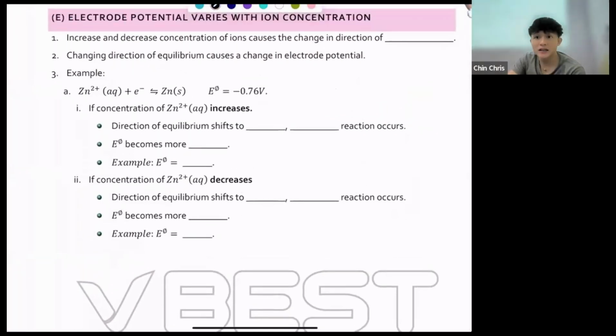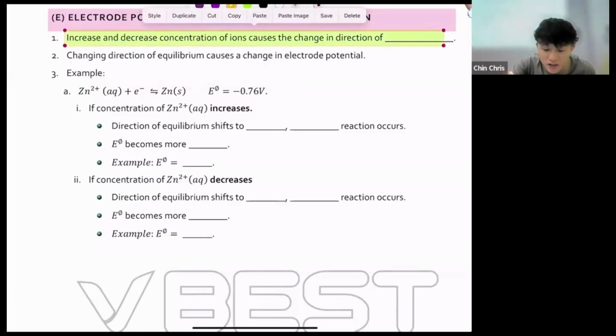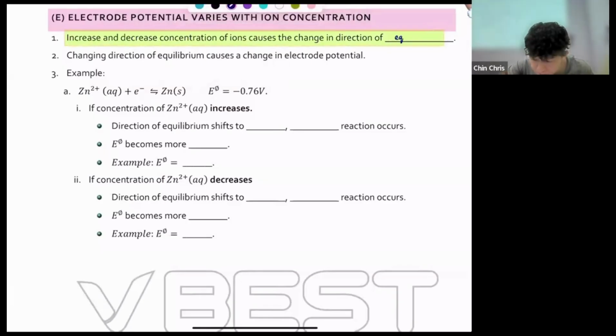Alright, guys, again, your electrode potential value will change accordingly, according to the concentration, yeah. So highlight the words increase and decrease. Jasper, to answer your question, increase and decrease in concentration of ions cause the change in direction of equilibrium.